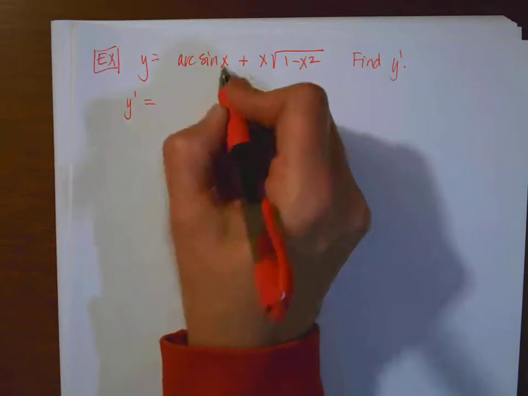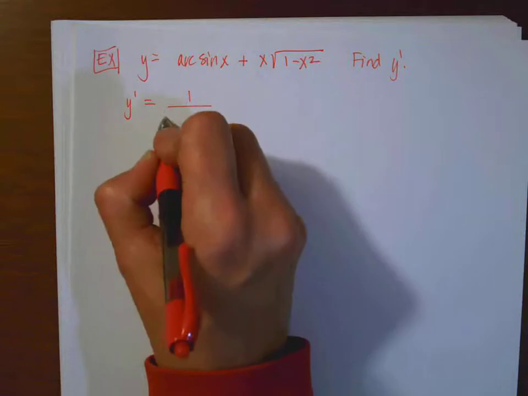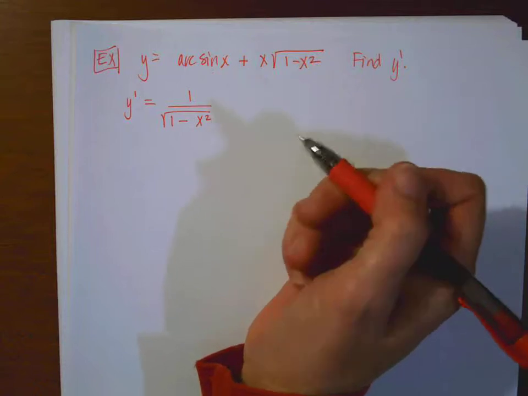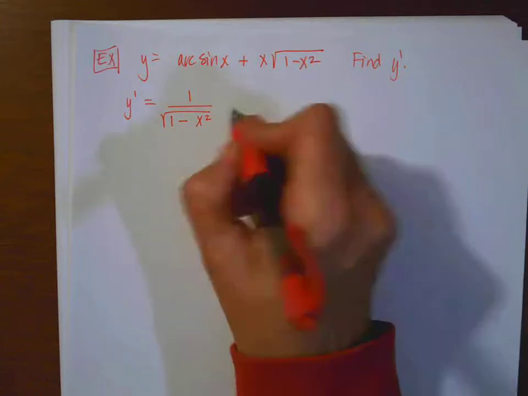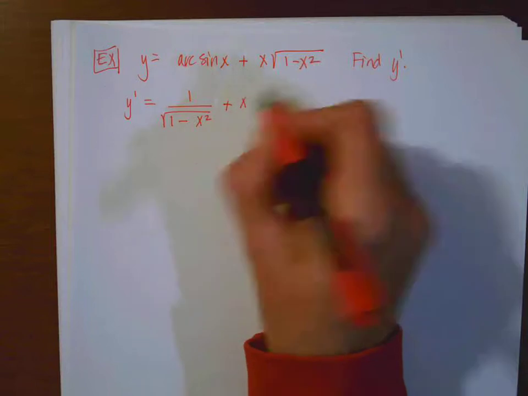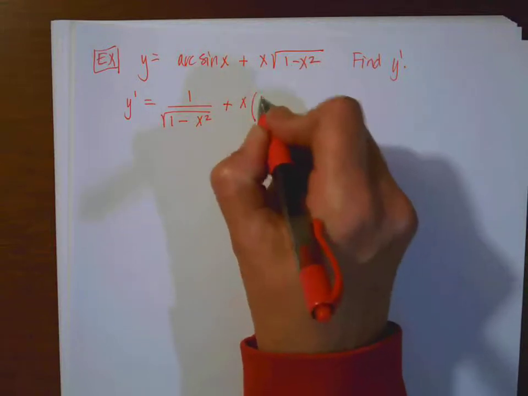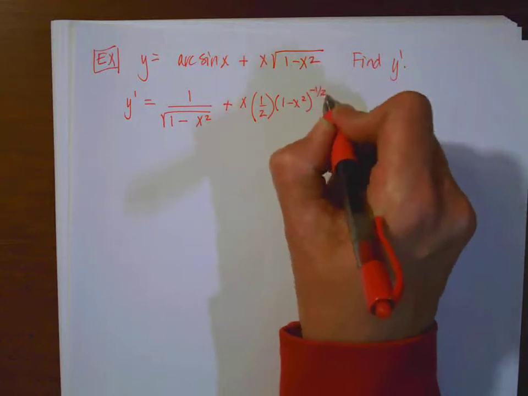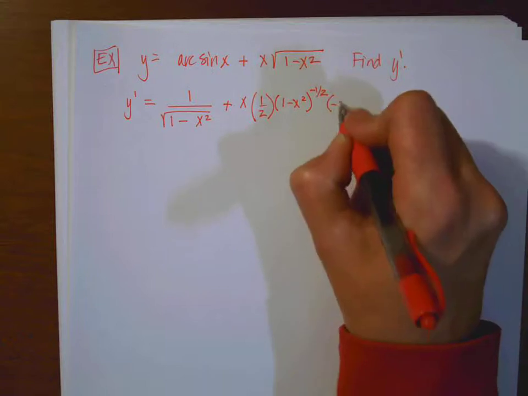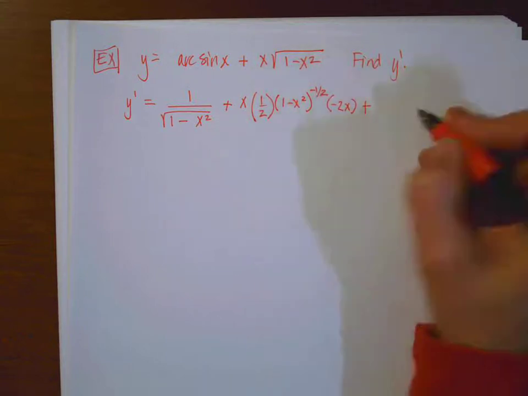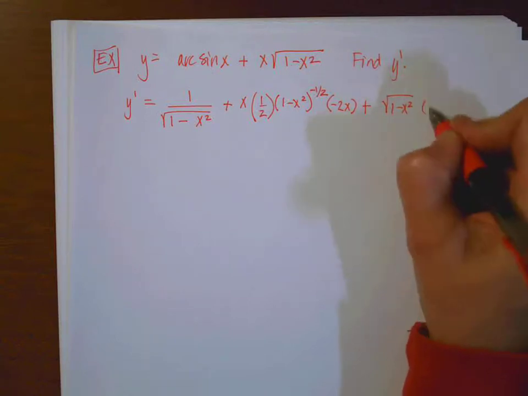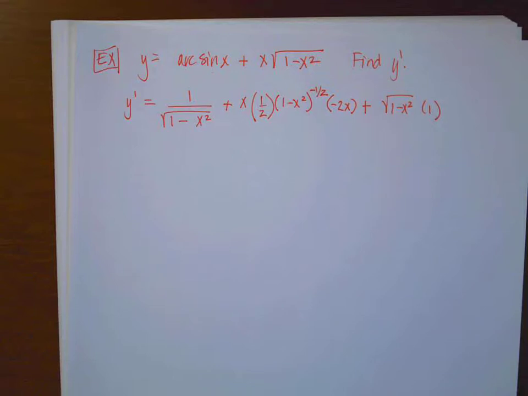So my y prime, the derivative of arc sine is the derivative of u, which is 1, over the square root of 1 minus x squared. So he's done. Nothing to really simplify. This is the product rule, so it's going to be plus x times the derivative of the square root, which is 1 half, times 1 minus x squared to the negative 1 half times the derivative of the inside, negative 2x, plus the second thing, 1 minus x squared, times the derivative of the first.